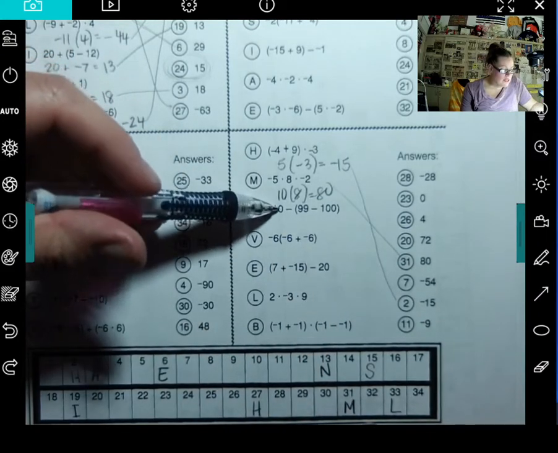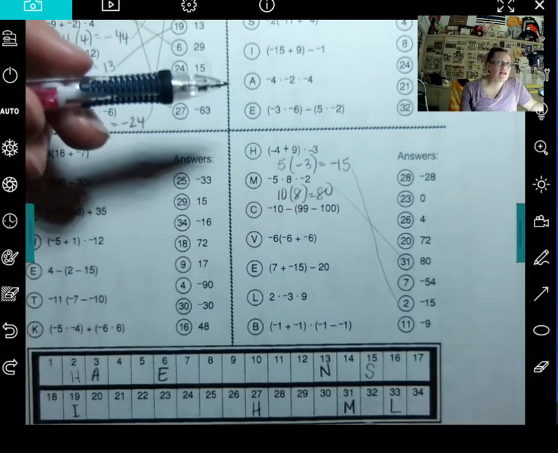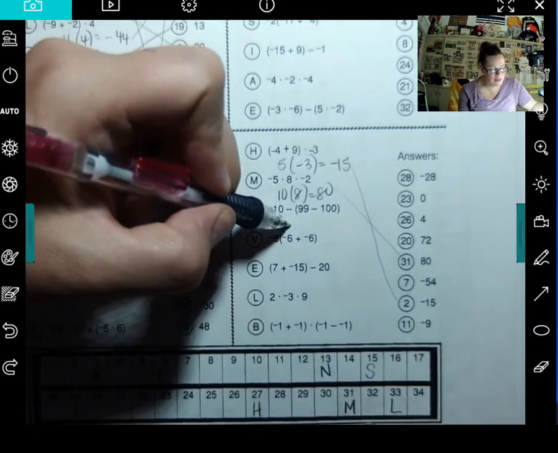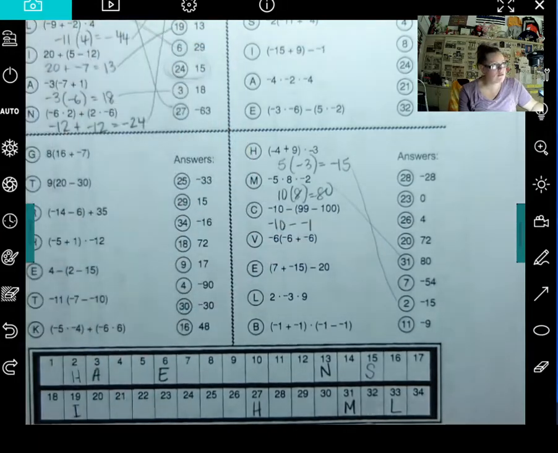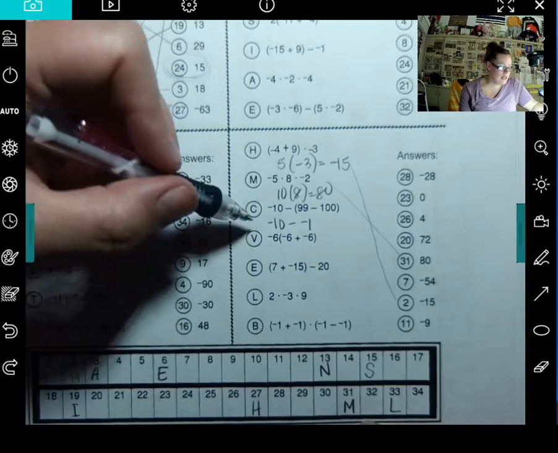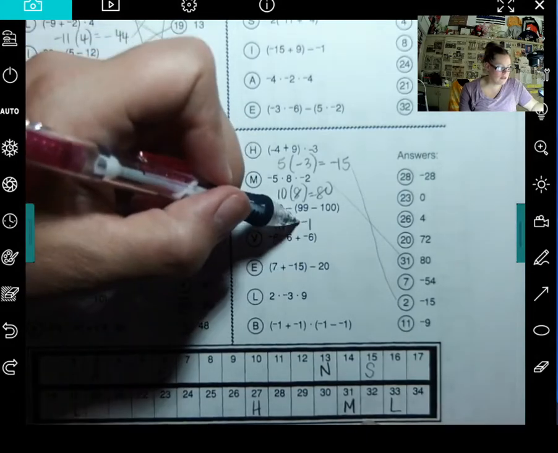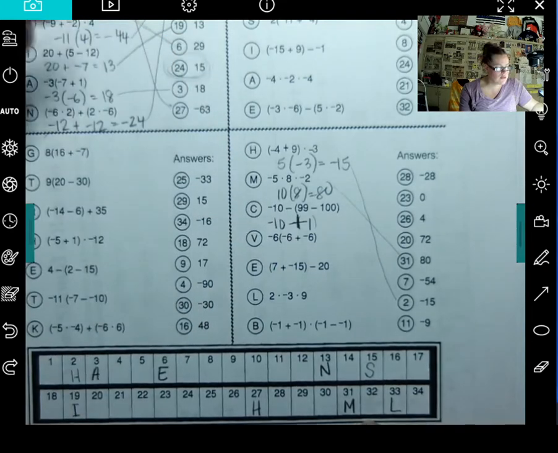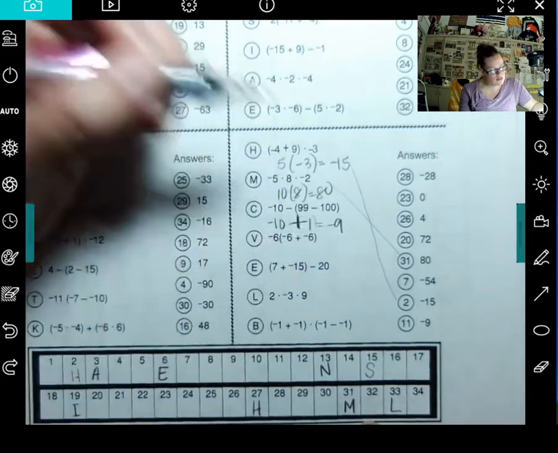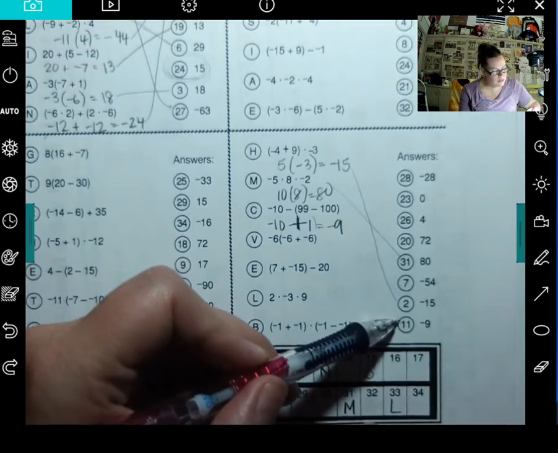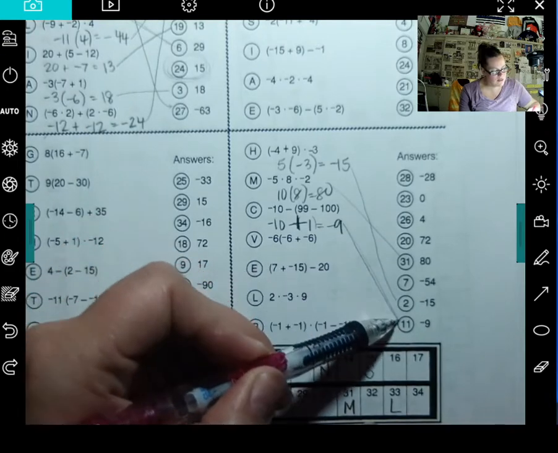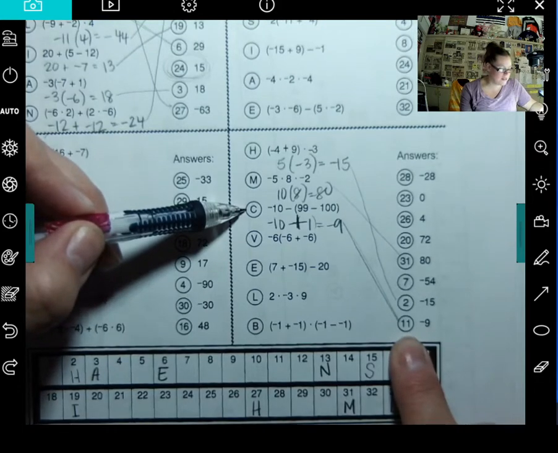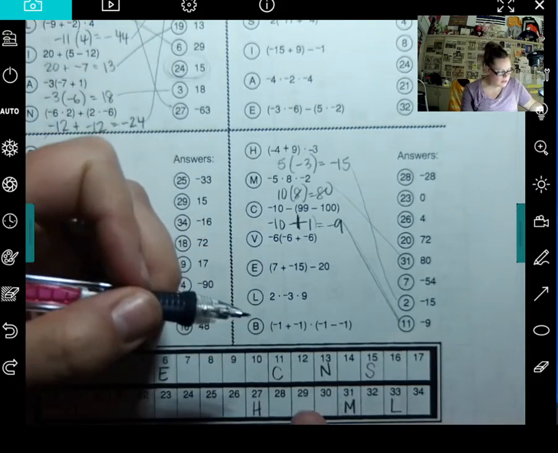Next we have negative 10 minus the quantity of 99 minus 100. So those look like big numbers, but 99 minus 100 is just negative 1. So we have negative 10 minus negative 1. It's in parentheses, right? Turns into addition, so negative 10 plus 1 should equal negative 9. So negative 9 is the answer down here at 11. And for number 11 then we would put a C.